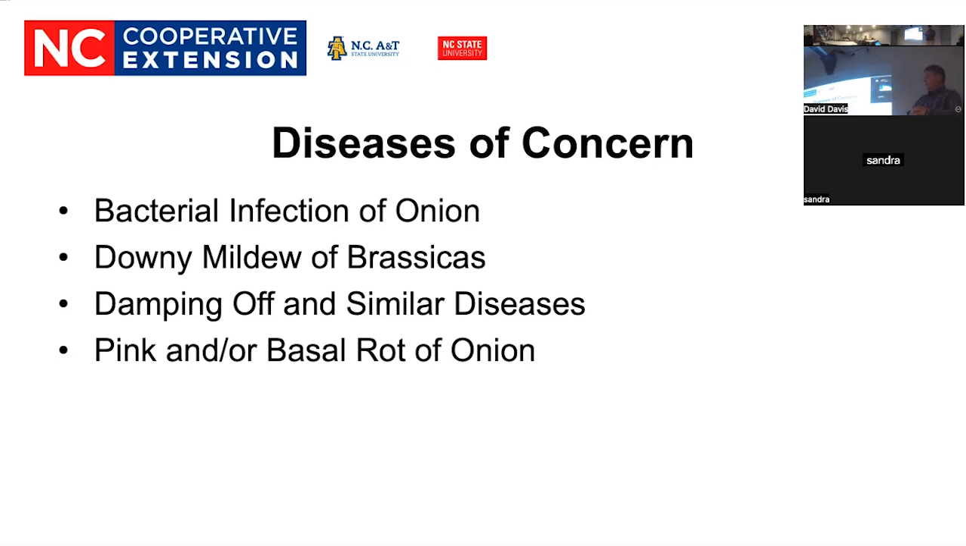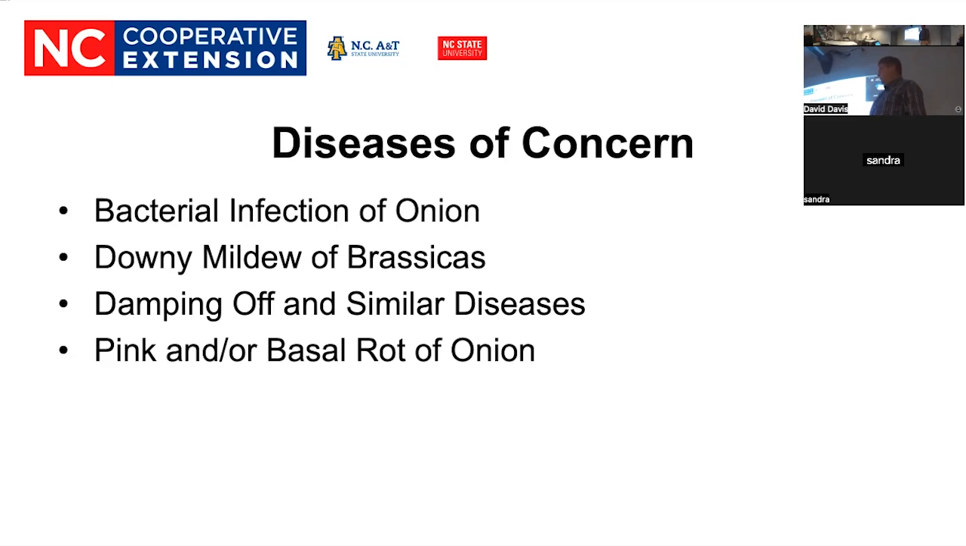Damping off is usually a concern in the spring with some of our seedlings. There are similar diseases, some of those rots, some of those molds. It's so wet in the spring, it's really hard to control moisture. That's another reason why I would recommend plants and transplants over seedlings, over direct seeding, because you can easily get damping off and you can't do anything about it in the field with our spring moisture.